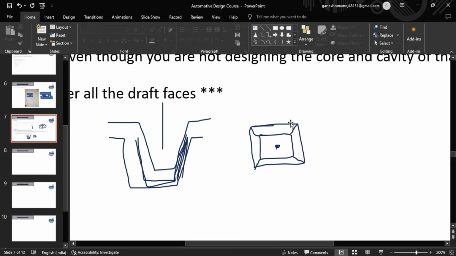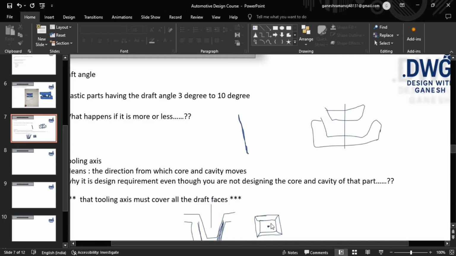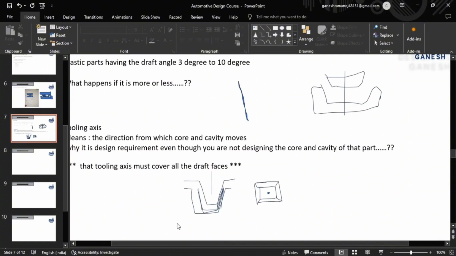Okay, so that is a simple process, a thumb rule that you should keep in your mind. Up to this point, tooling axis is fine.